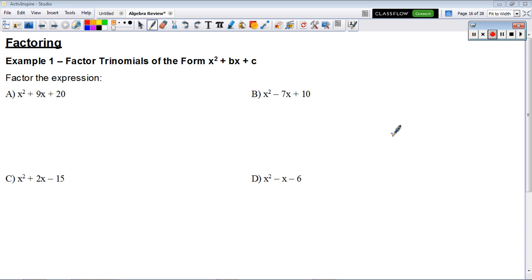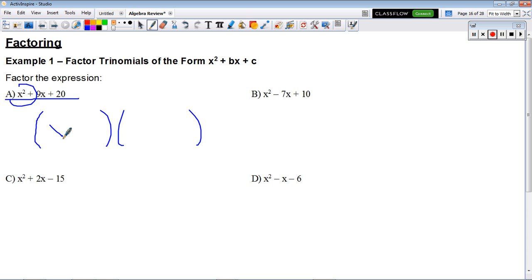So remember, there are a couple different ways of factoring, but the most common way is you're basically taking a problem and doing FOIL in reverse. For part A, we're going to factor x squared plus 9x plus 20. You look at the first term of the trinomial and ask yourself, what times what is x squared? And that's what's going to go in the front of the parentheses.